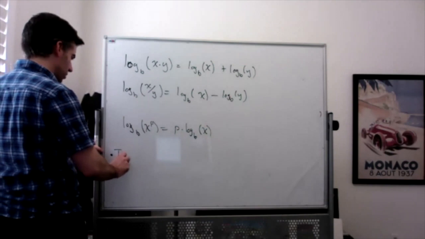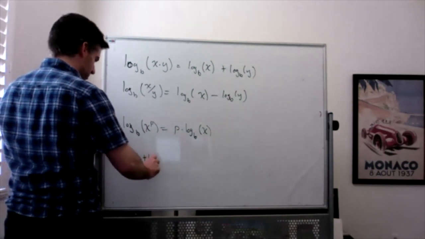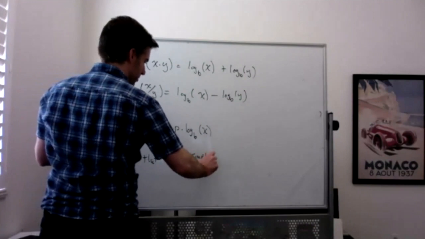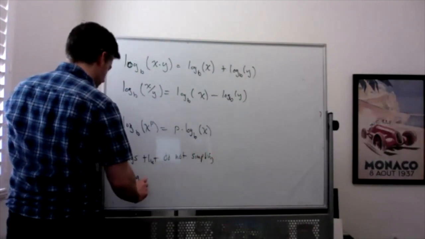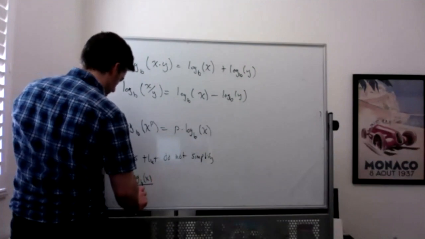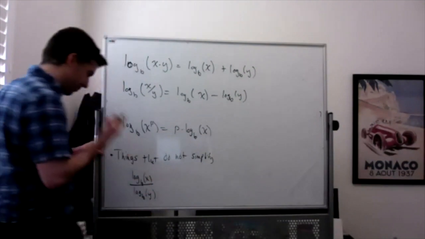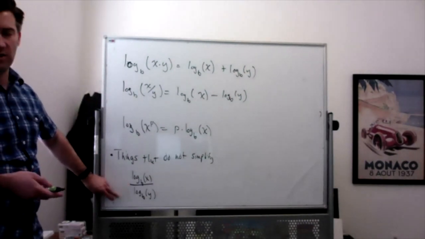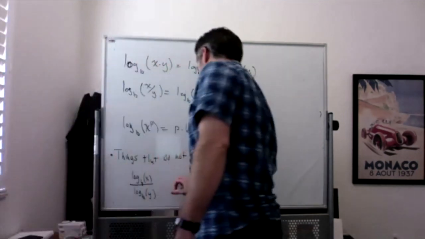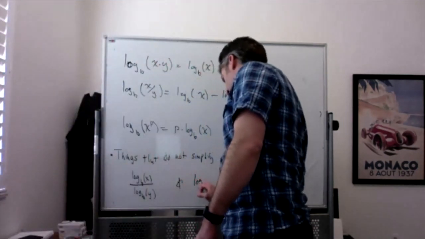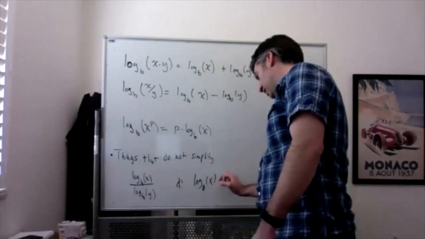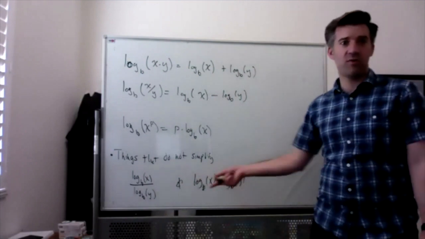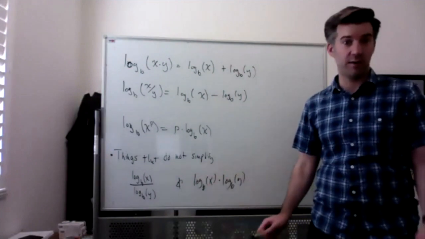Here are some things that do not simplify. Log base b of x divided by log base b of y. That's not entirely true, but this definitely doesn't simplify in the way that you think it would. And log base b of x times log base b of y. These are tricks. People are trying to get you to make a mistake when they write that kind of thing.